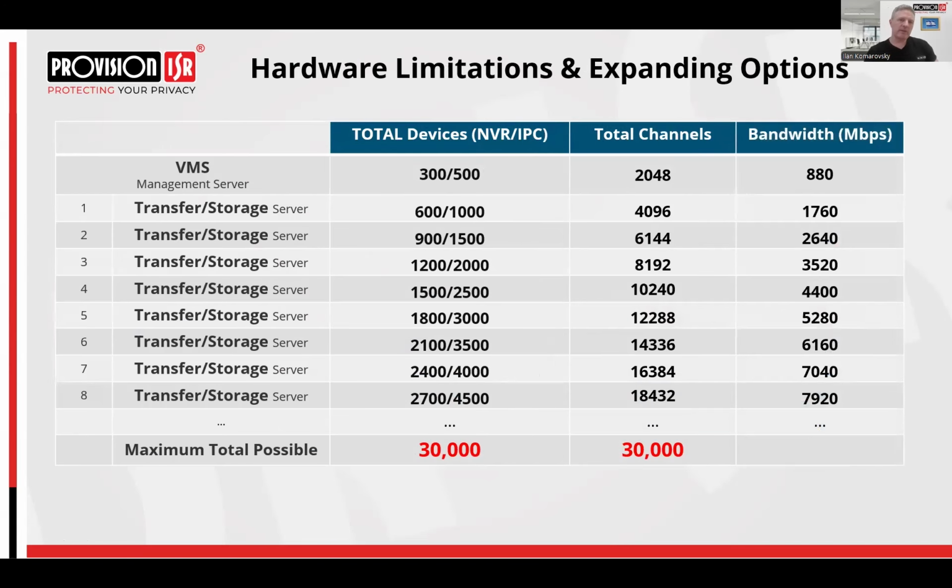So if you're looking at it mathematically, what you have here is a VMS management server. This is what it brings about the devices, NVR or directly connected cameras. And this is the total amount of channels. Remind you, this is cameras behind NVRs. And this is the bandwidth. So every time you are adding more and more transfer servers or storage servers, you're extending the amount of devices you can connect, the amount of cameras you can connect to the whole system, and the bandwidth of the whole system. Okay. Eventually, when you add more and more and more of those servers, you can get up to these numbers that I mentioned previously, up to 30,000 devices or channels. Usually, I'm going to talk about channels.